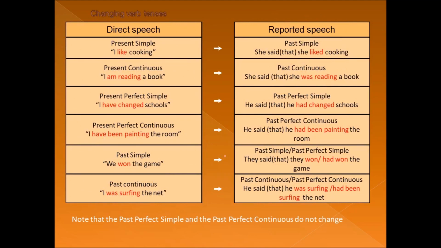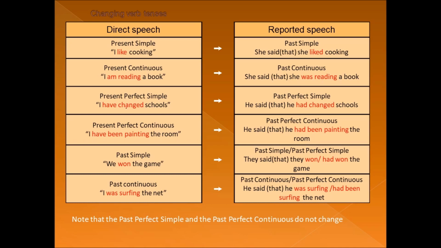Here in front of you, you've got in the first box sentences in direct speech and how they change into reported speech. We've got here the tenses. So if a sentence is in present simple, it changes into past simple. Like the example, I like cooking becomes she said that she liked cooking. Present continuous changes into past continuous. I am reading a book. She said that she was reading a book.